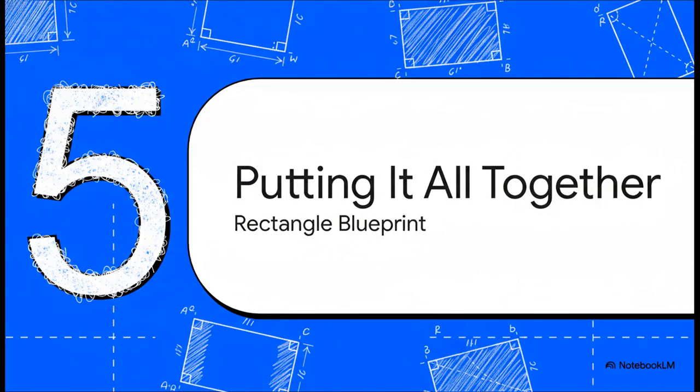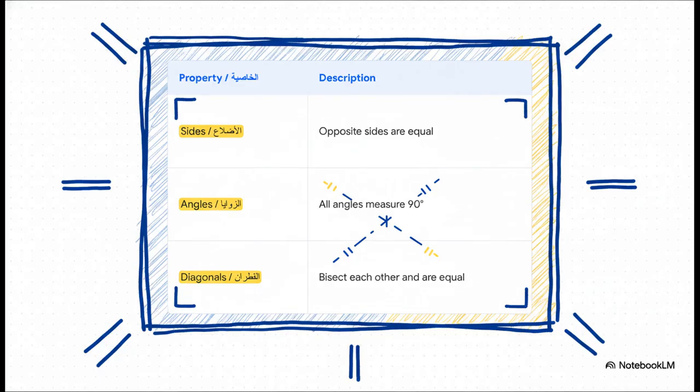All right, we've covered the definition, the sides, angles, diagonals, and the measurements. Let's put it all together in one final blueprint. And there it is, all at a glance. Opposite sides are equal, all angles are 90 degrees, diagonals are equal and cut each other in half. But here's the most important thing to remember. These aren't just a random list of rules. They're an interconnected system that defines every single rectangle in the universe.